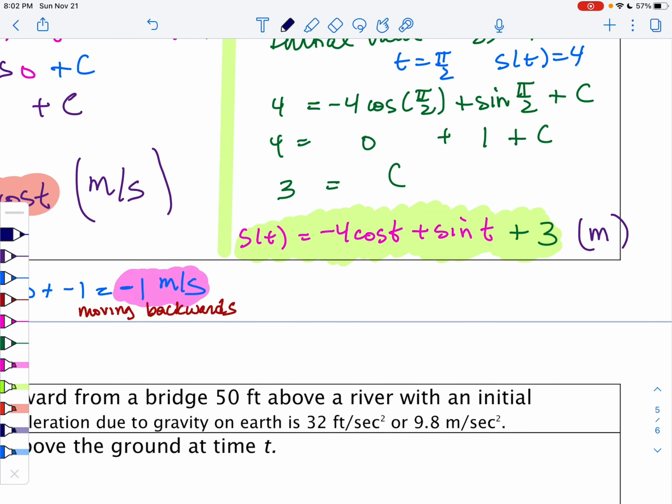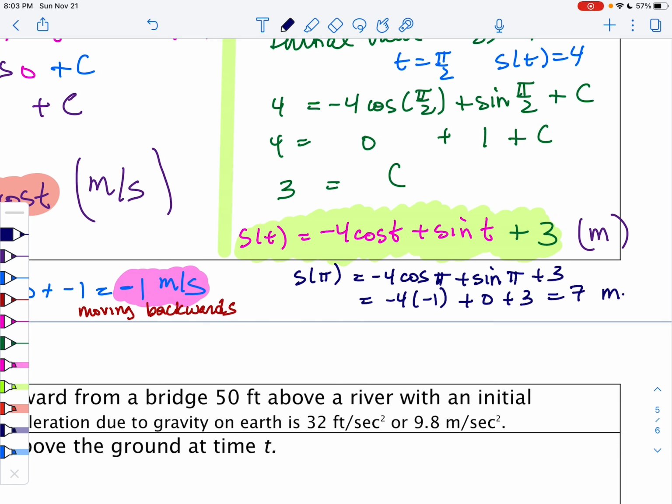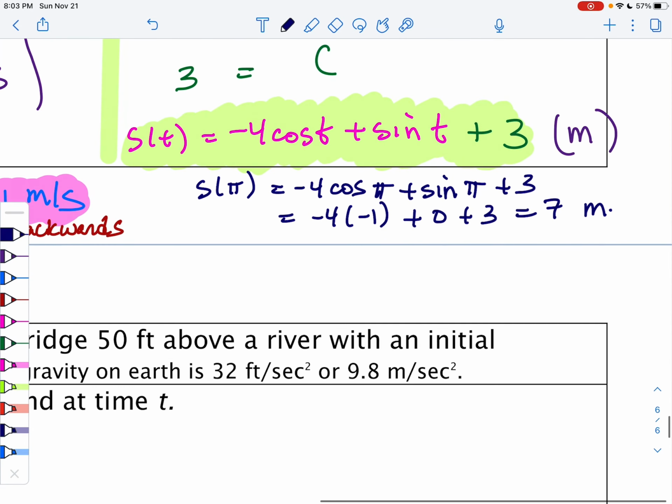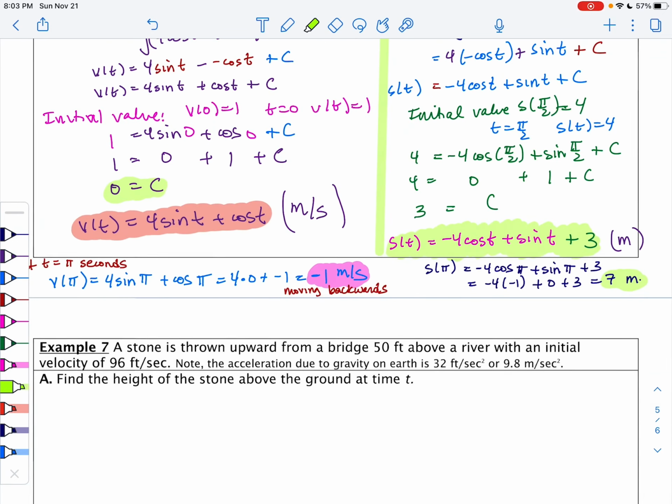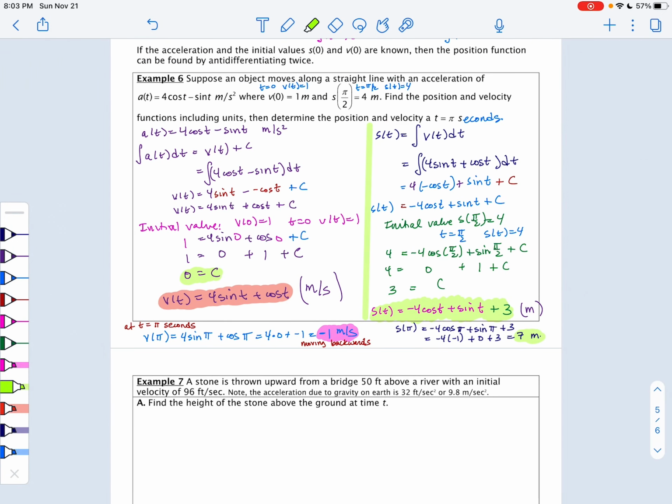Now, s of pi is going to be minus 4 cosine pi plus sine pi plus 3. That's going to be minus 4 times minus 1 plus 0 plus 3, and that's going to be 7 meters. And that is where the object is relative to its initial position. It is going to be 7 meters forward.